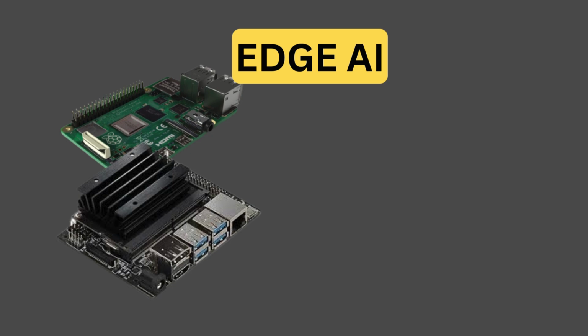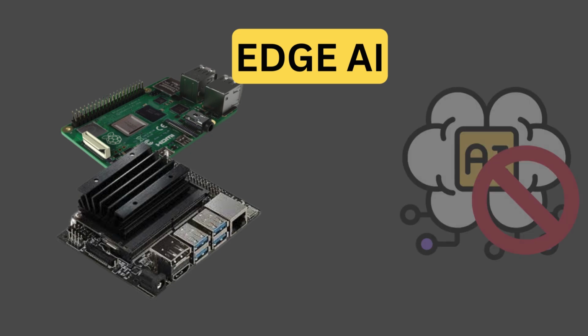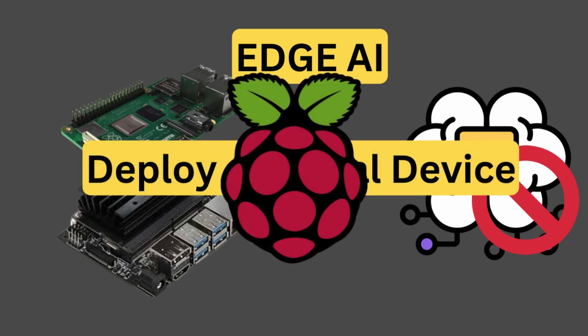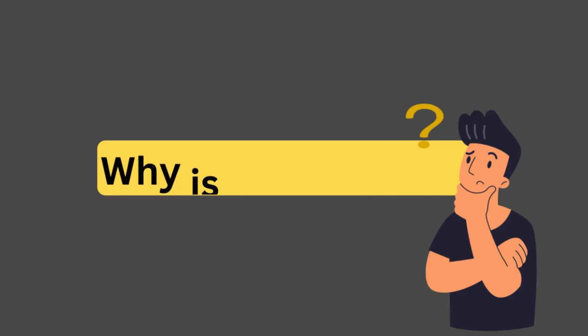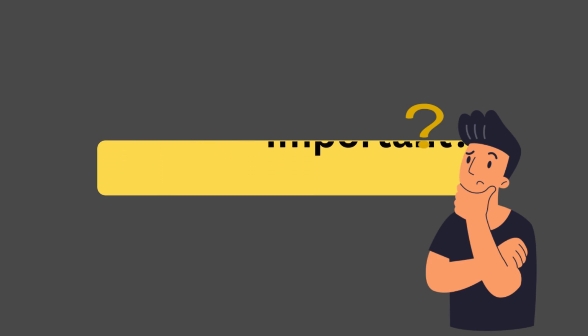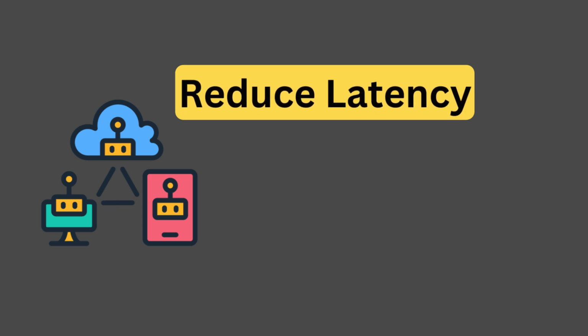Edge AI refers to the deployment of artificial intelligence algorithms directly on a local device like our Raspberry Pi. This means all computing happens right here on this tiny device. So, why is this important? Well, processing data locally significantly reduces response time and protects your information from potential threats in the cloud.